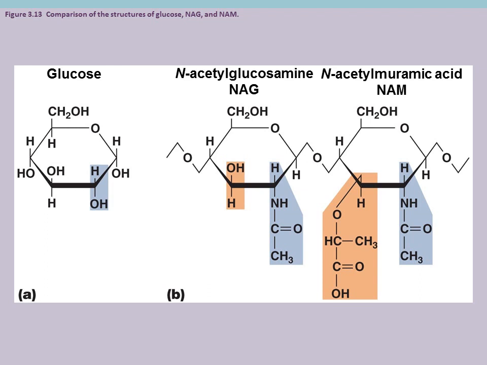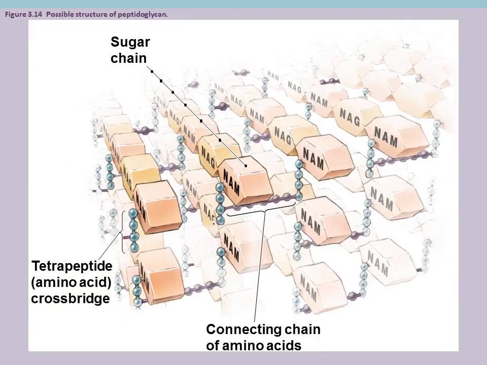Now, this is showing a comparison of, in A, the structure of glucose, and then in B, the structure of what is known as N-acetylglucosamine, otherwise known as NAG, and also N-acetylmuramic acid, which is also known as NAM. You have that basic template of the glucose and then add additional molecules to make the larger compounds from that.